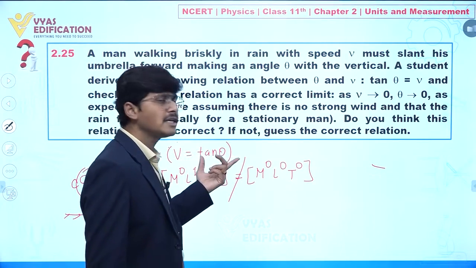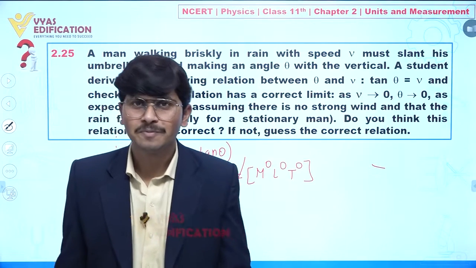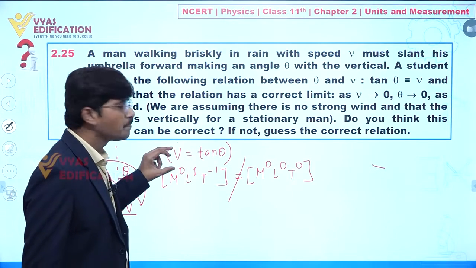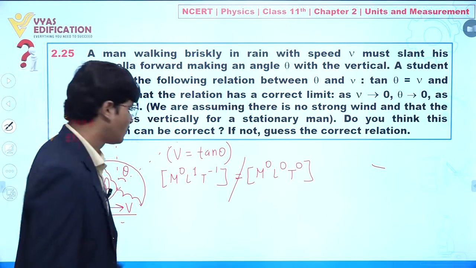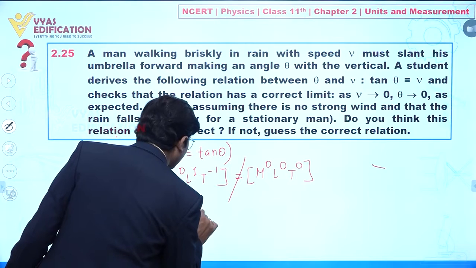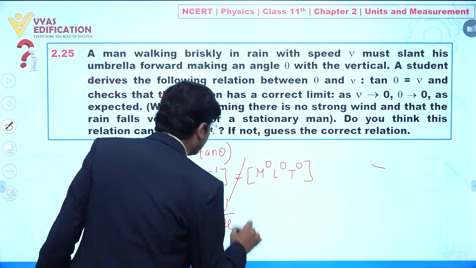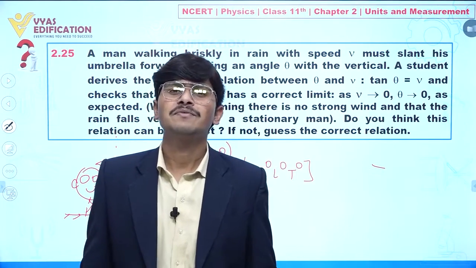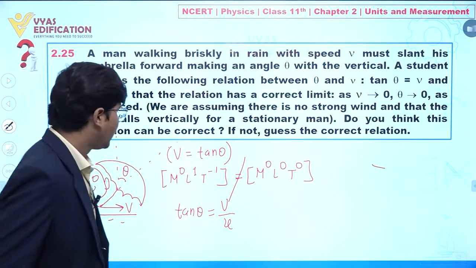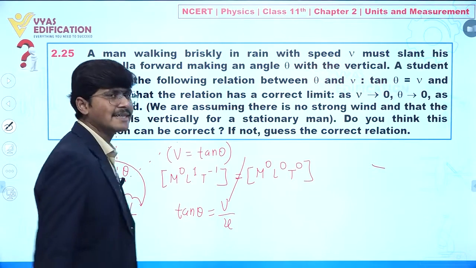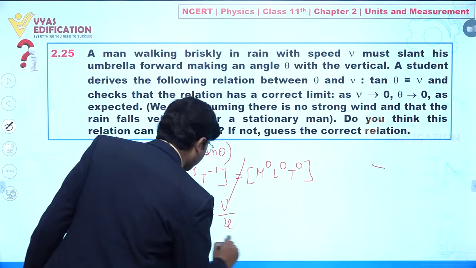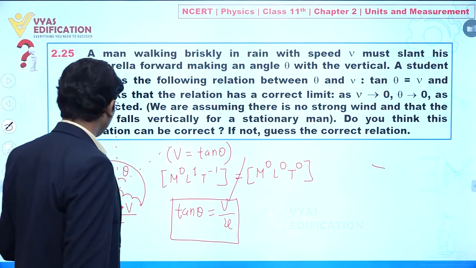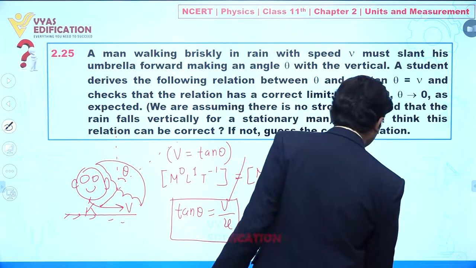If we write tan theta is equal to v by u, then in the numerator and the denominator we have the unit of meter per second, and the dimensional formula is M0 L0 T0. At that time you can say the left hand side and right hand side are the same, and this is the correct formula, clear?